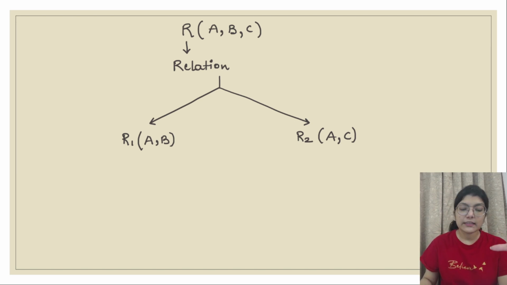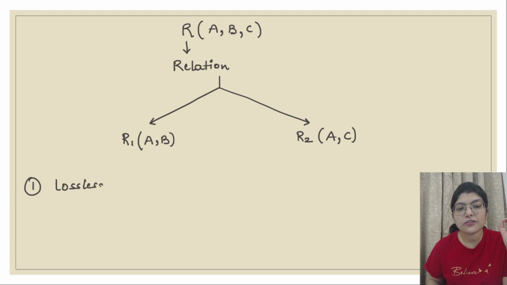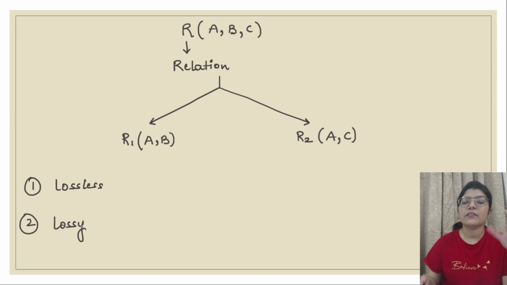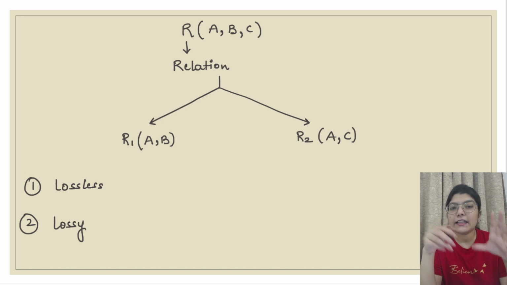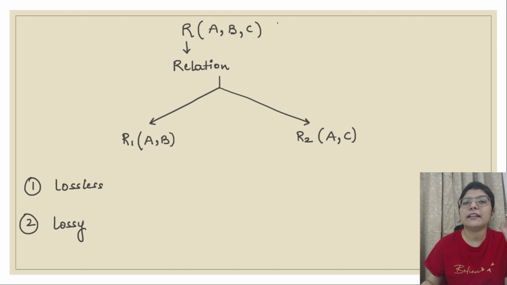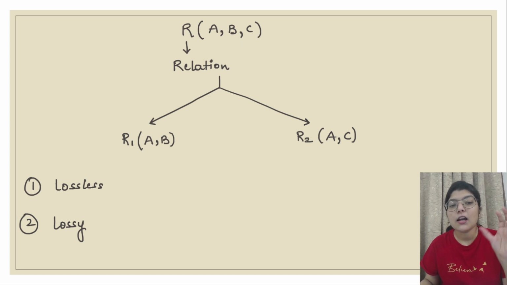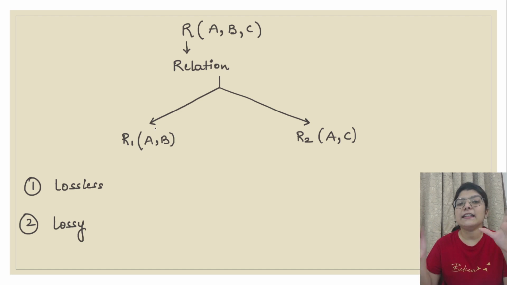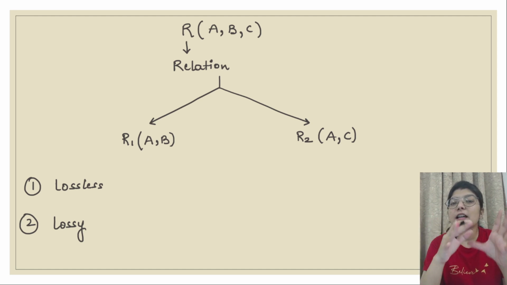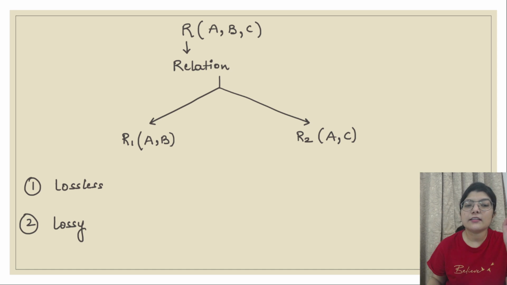Now the decomposition can be lossless, and second, it can be lossy. What does it mean? From the name we can understand that lossless means our data is not lost. Whatever data was maintained in relation R is present when we combine R1 and R2. Lossy means that when we combine these two sub relations, R1 and R2, some amount of data or some particular data will be lost. So that is your lossless decomposition and your lossy decomposition.